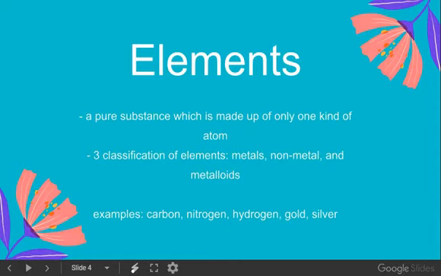Elements. A pure substance which is made up of only one kind of atom. And there are three classifications of elements: metals, non-metal, and metalloids. Examples are carbon, nitrogen, hydrogen, gold, and silver.